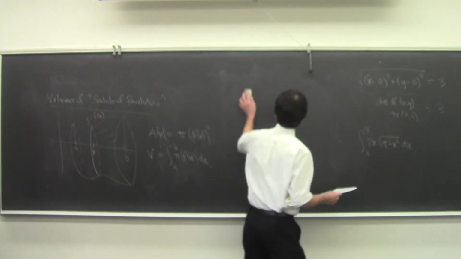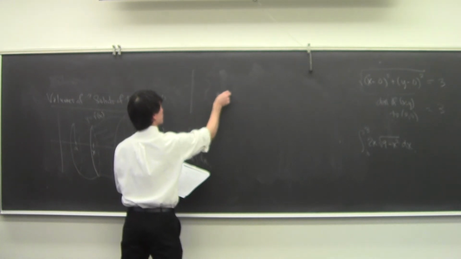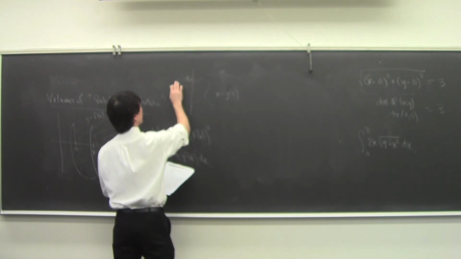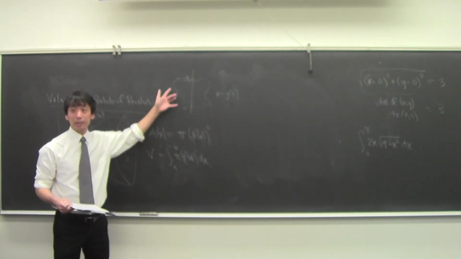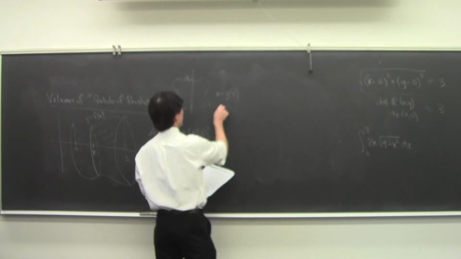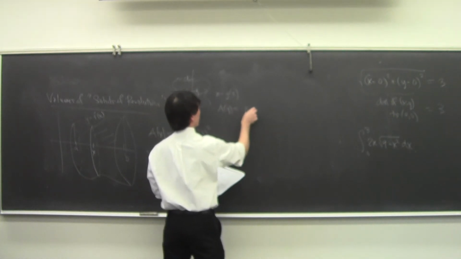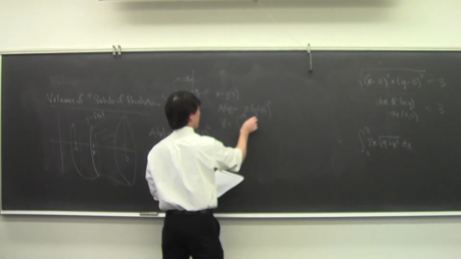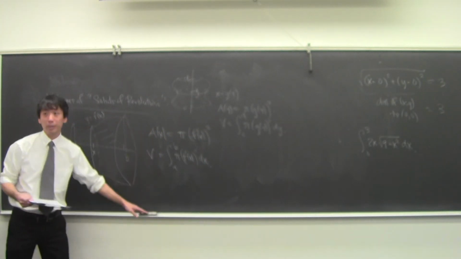And you could do something similar to this. If you had a function where x was some function of y, between c and d, and you took that thing and rotated it around, then you have exactly the same thing, just going vertically. The area of each slice at a fixed height y is going to be pi r squared, and so the volume is going to be the integral from c to d of pi r squared dy. It's exactly the same thing.